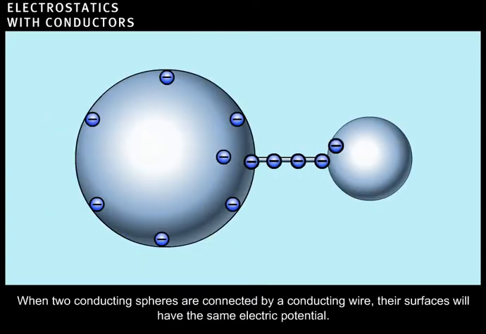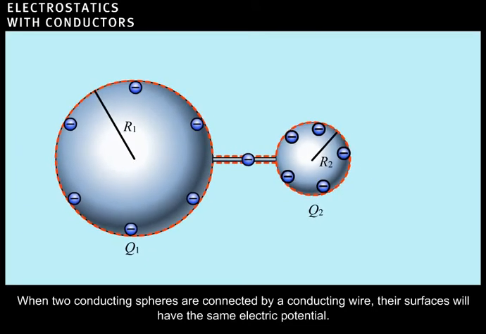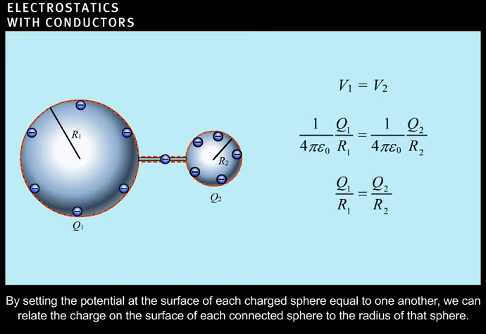When two conducting spheres are connected by a conducting wire, their surfaces will have the same electric potential. By setting the potential at the surface of each charged sphere equal to one another, we can relate the charge on the surface of each connected sphere to the radius of that sphere.